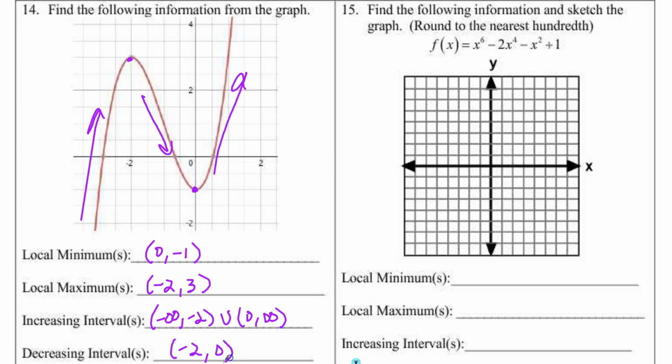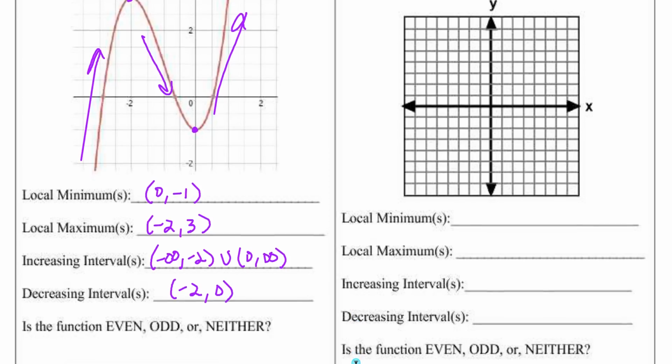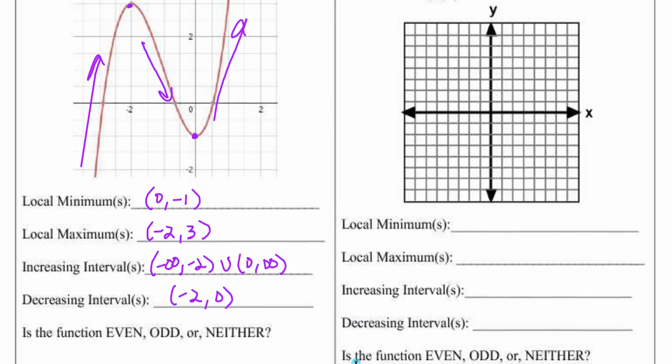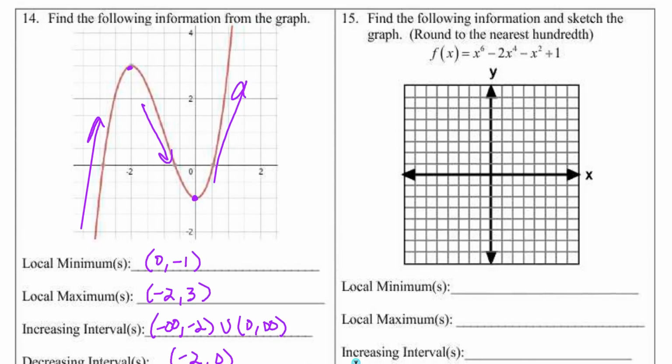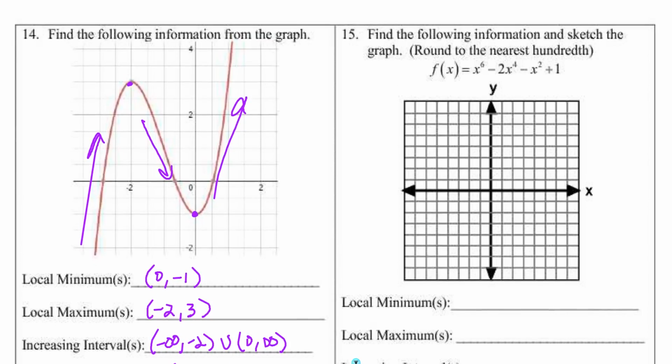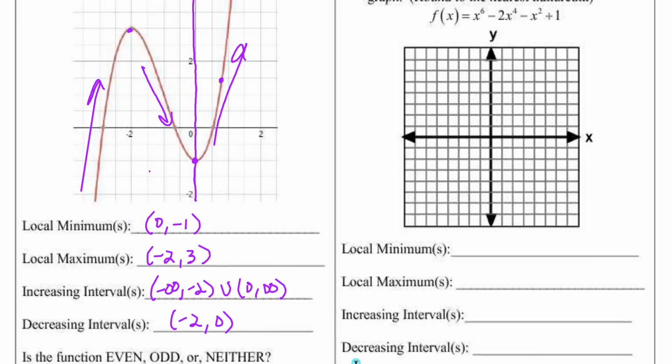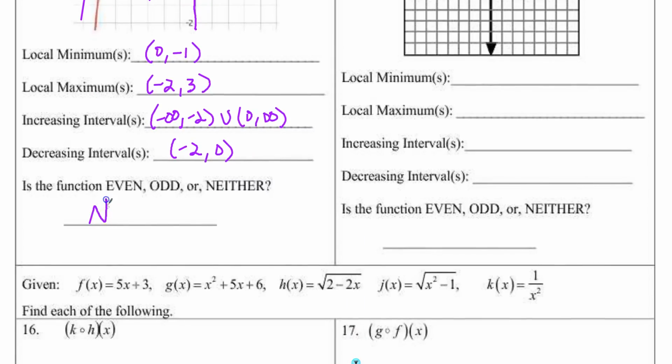And if we scroll down, is this function even, odd, or neither? Remember, even has to be reflected across the y-axis. Well, here's my y-axis. I'm definitely not reflected across that, so it's not even. Odd has to be reflected across the origin, which means that a point here has to exist over here. That doesn't happen either. So this function is neither.